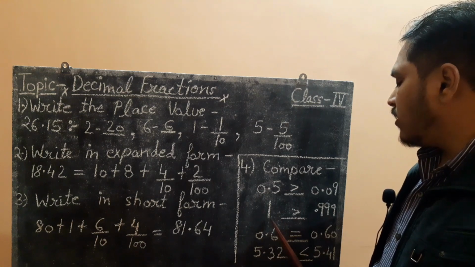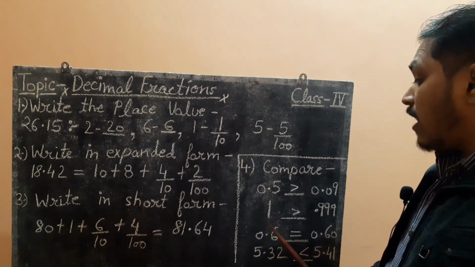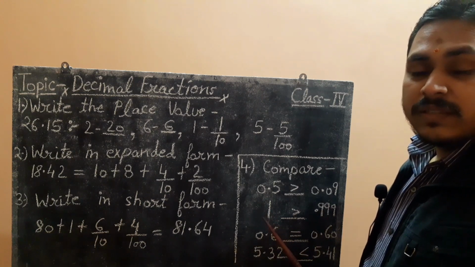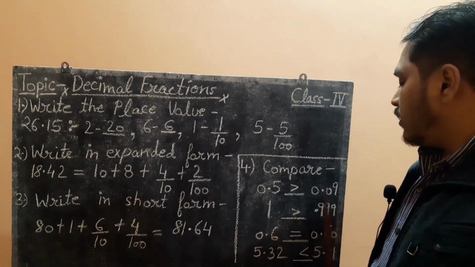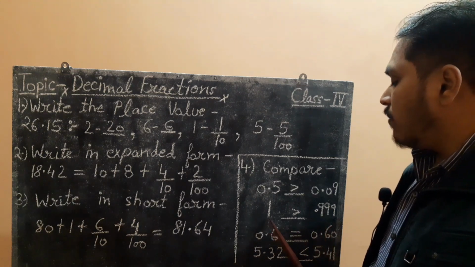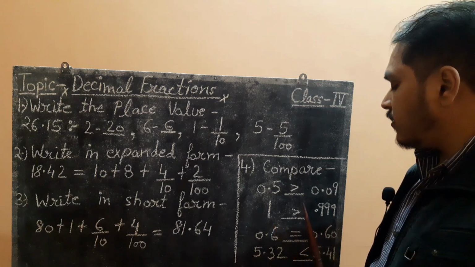The second two fractions are 1 and 0.999. Now here there is no decimal value. This is a whole number. No decimal value is here. And here it is decimal value. So the whole number value is always greater than the decimal value. That is why 1 is greater.